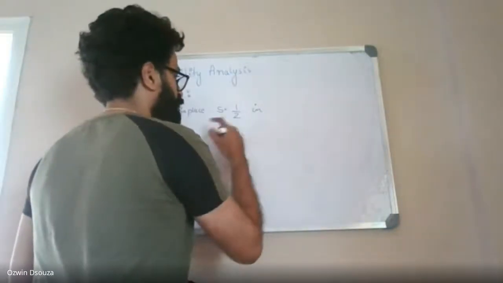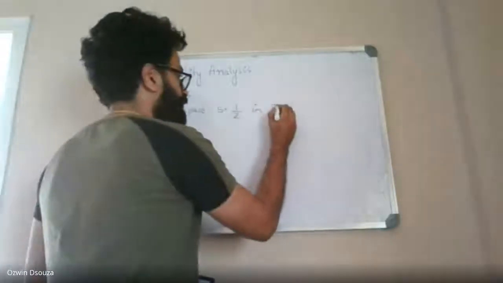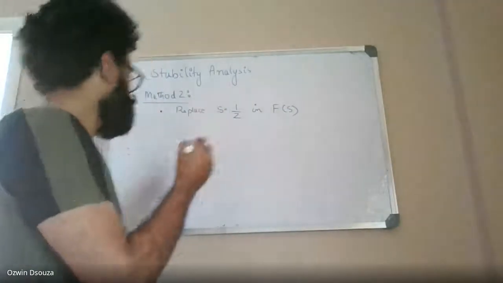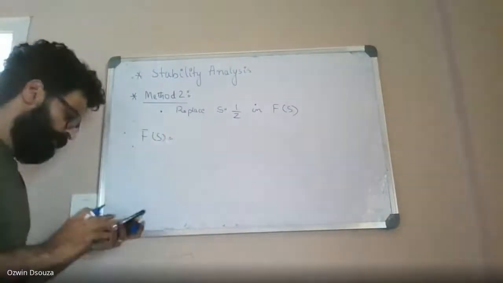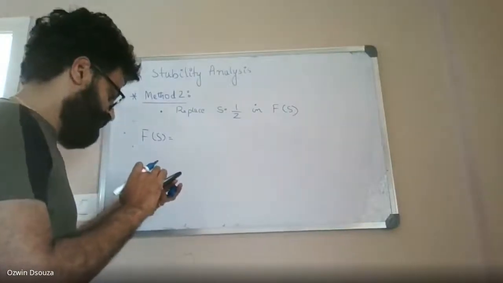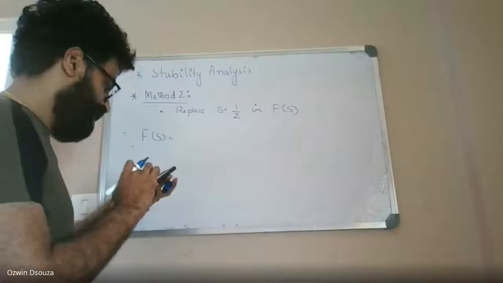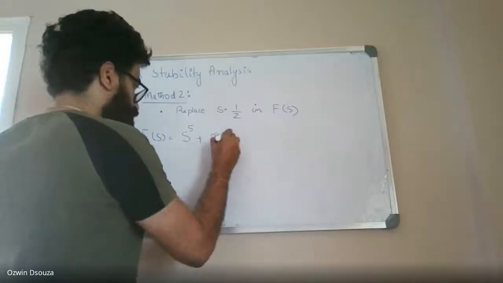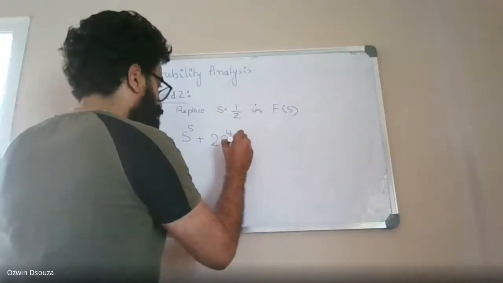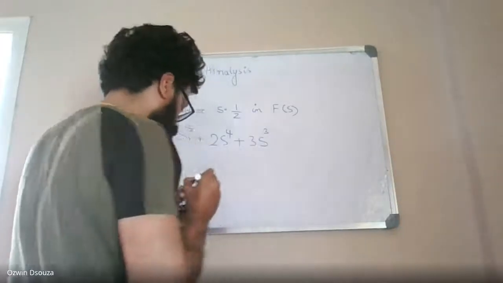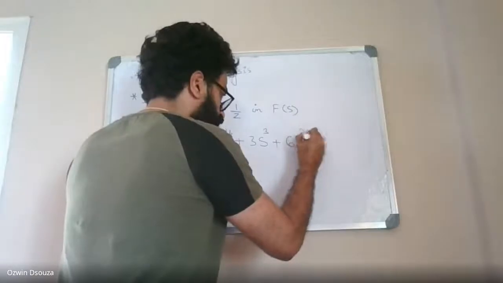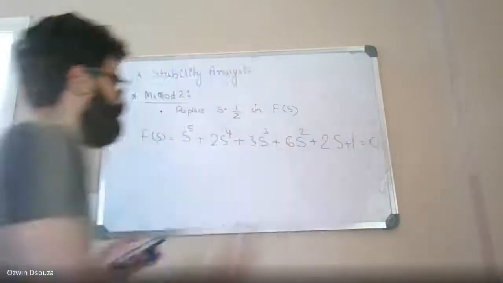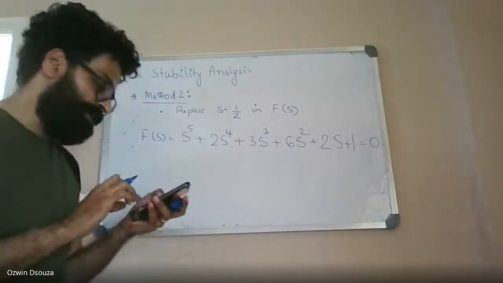And where are you going to substitute this S is equal to 1 by Z? In f of S, that is the characteristic equation. All right. So what was our characteristic equation? We had taken the characteristic equation as f of S is equal to S to the power 5 plus 2S to the power 4 plus 3S cube plus 6S squared plus 2S plus 1 is equal to 0. So this was our characteristic equation.